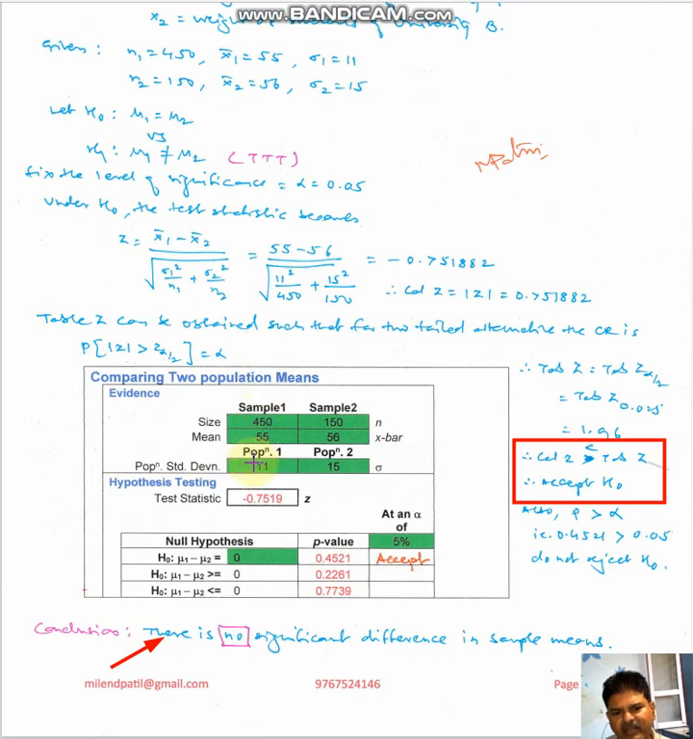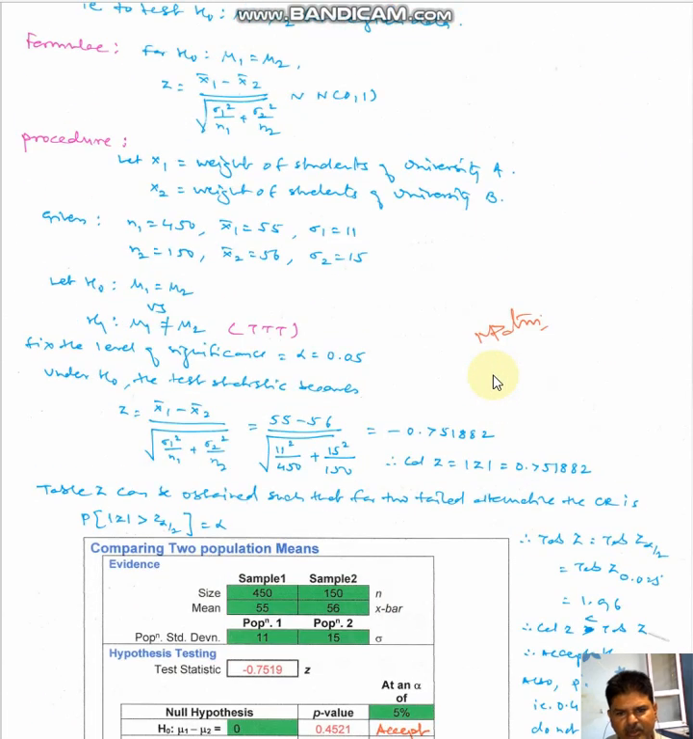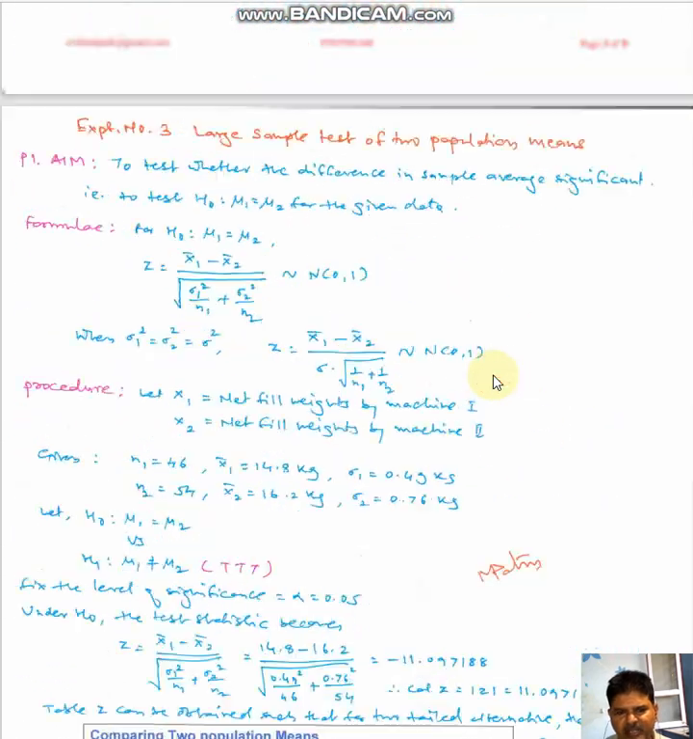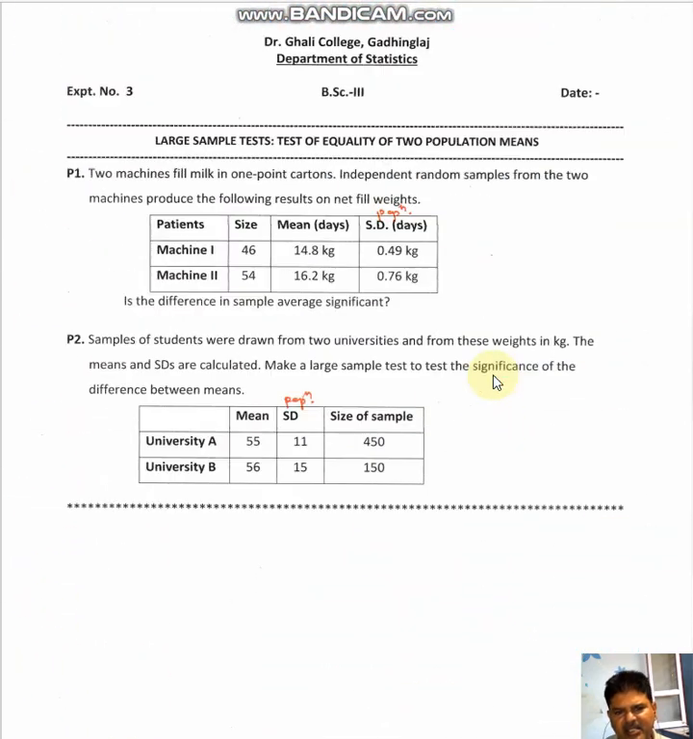So likewise, we need to solve all the examples of this course. This is the SEC course, that is, statistical tests in research. In this way, we can complete this experiment number 3.